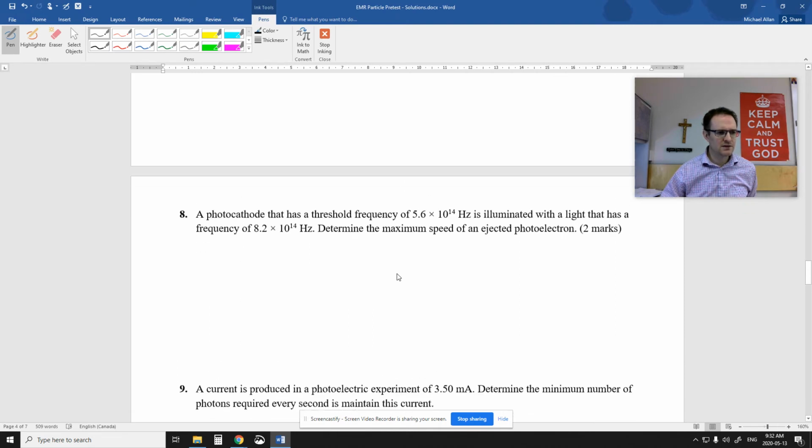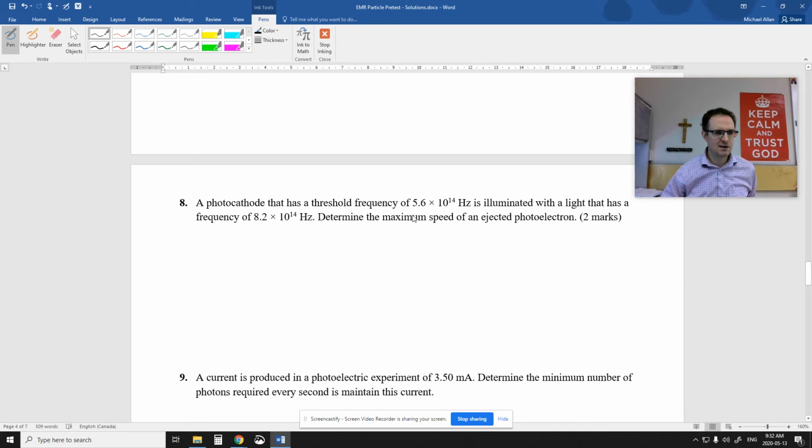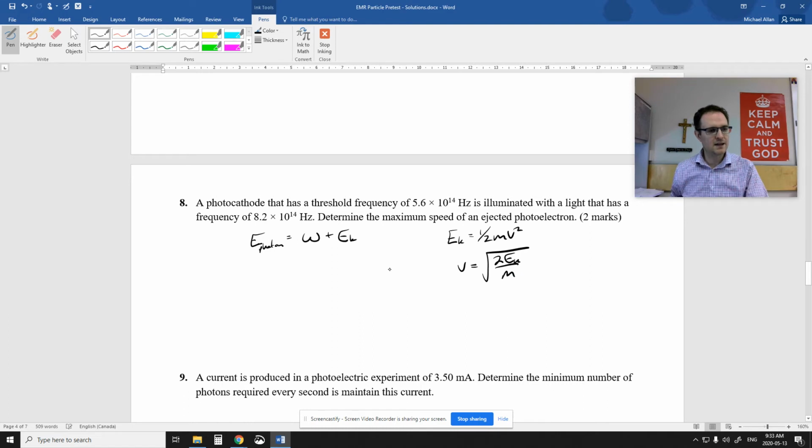Okay, so a photocathode has a threshold frequency of this, and light has a frequency of 8.2. So this is more than enough. What's the maximum speed? So we're going to use the same formula we just did. The energy of the photon is equal to W plus EK. The reason I want to find that is because EK is equal to 1/2 mv squared, and v is going to be the square root of 2 EK over m. So if I can find the EK, let's find the EK.